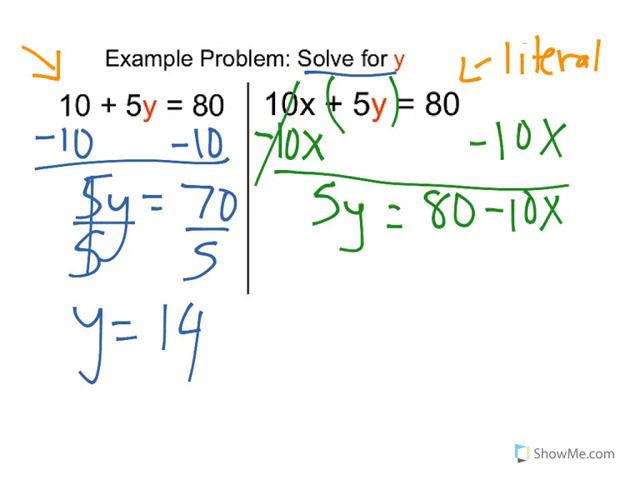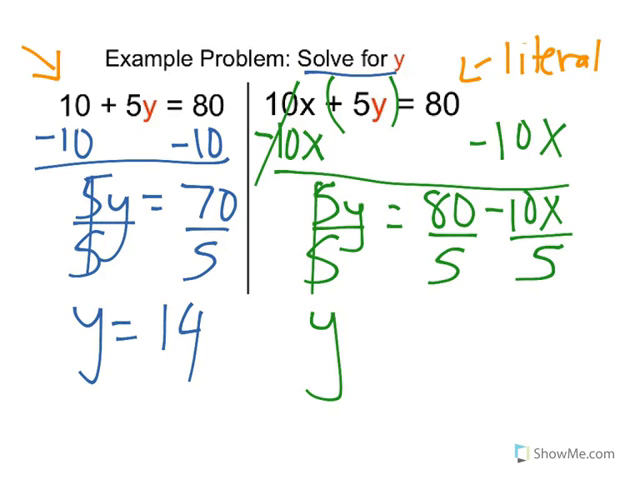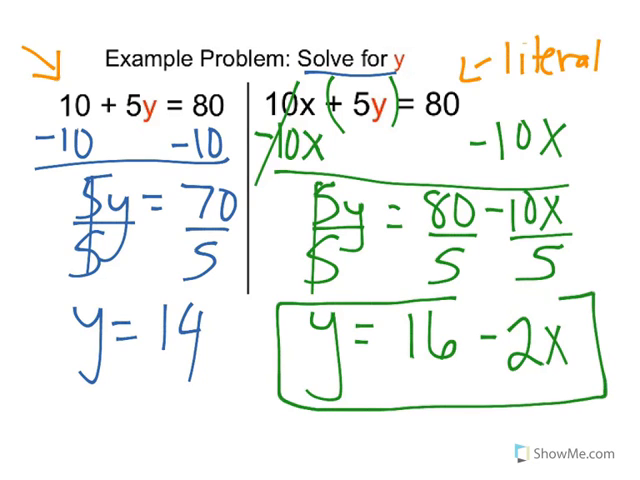Then, same step as over here, we're going to divide by 5, but you have to divide everything by 5. So that's going to cancel out. We're going to have y is equal to 80 divided by 5, which is 16. The minus comes down. 10 divided by 5 is 2. And then that x has to come down also. So this is what your final answer would look like when you solve for y in that equation.